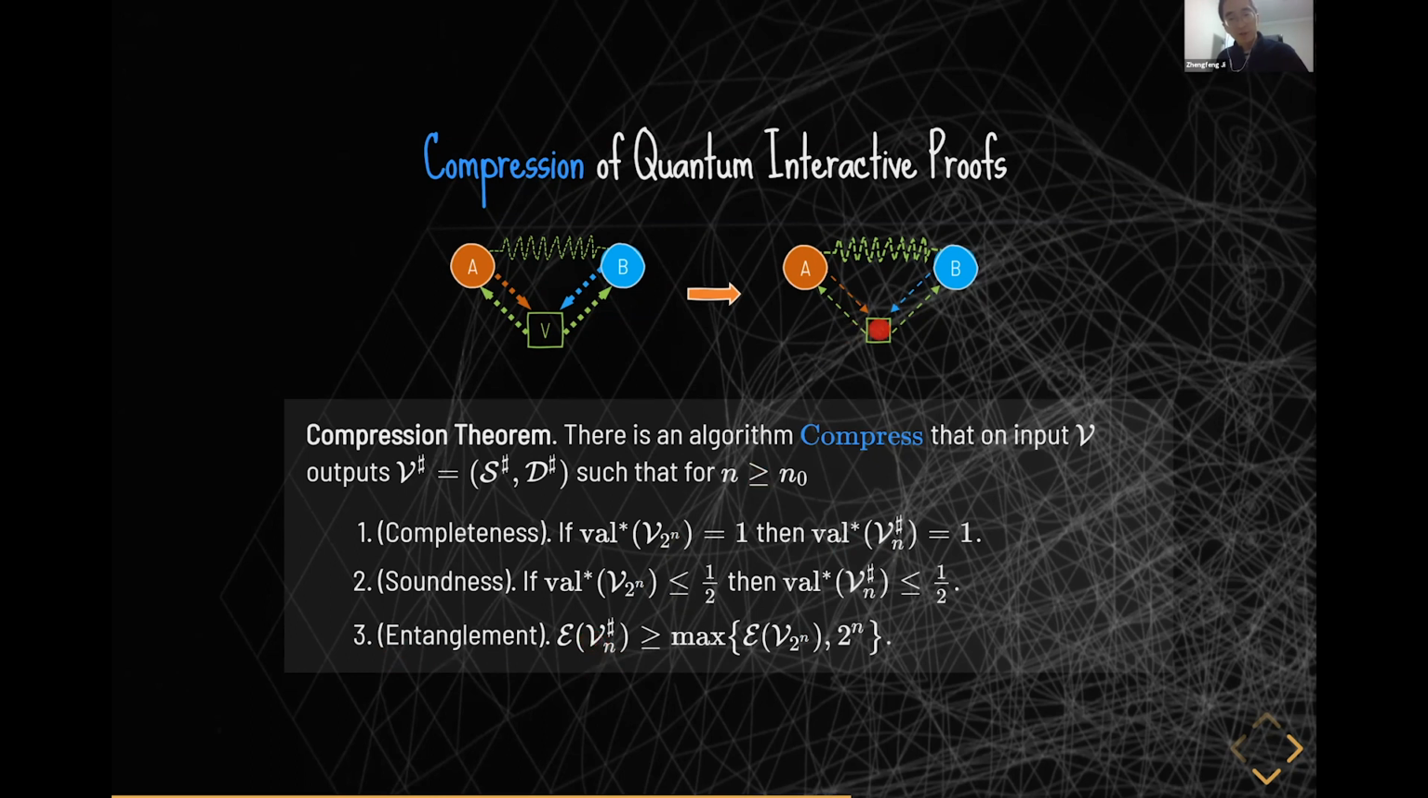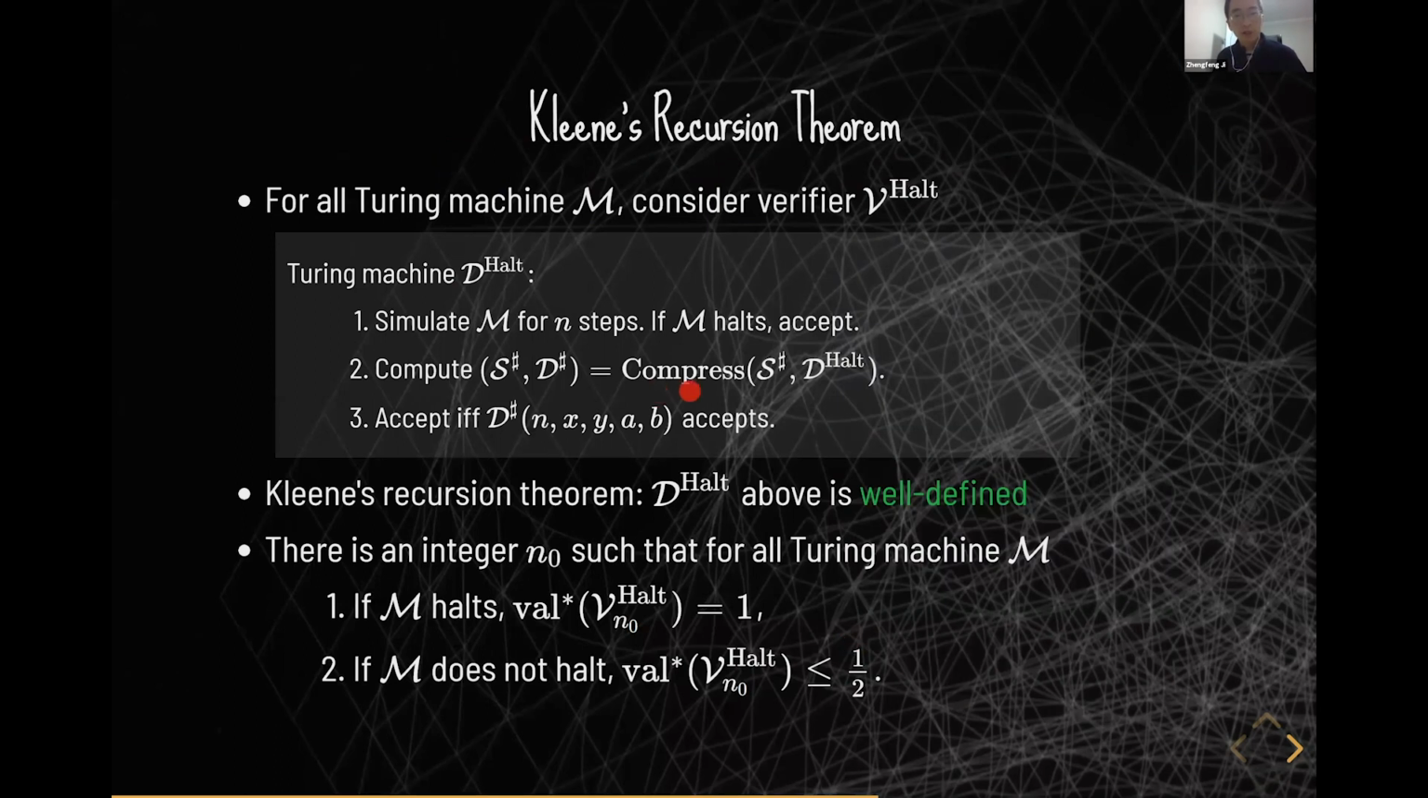And also there's an entanglement bound. Basically, the smaller game would use at least the amount of entanglement that the bigger game uses, plus some extra entanglement, an absolute constant amount, because the smaller protocol is simulating a bigger game. So it uses this entanglement and a lot of extra EPR pairs. That's how we establish this bound on entanglement. Once you have this magical compression theorem, you can prove the result.